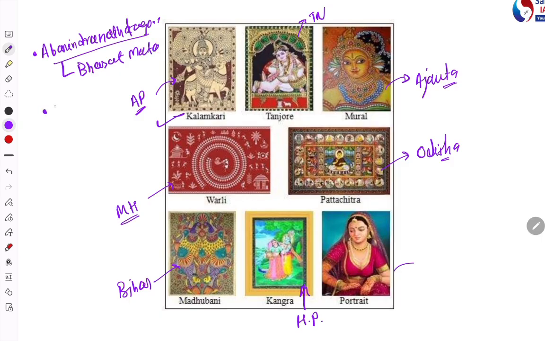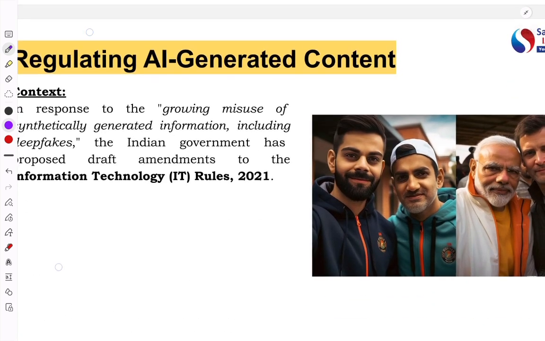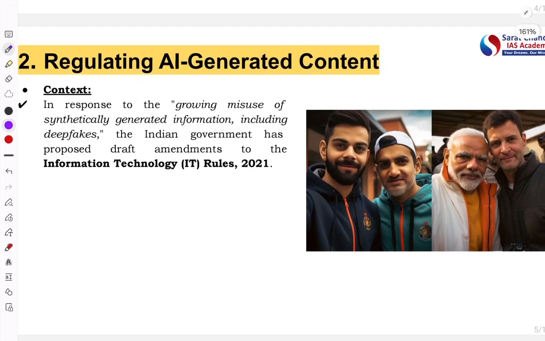Another significant personality is Raja Ravi Verma. So these are some significant personalities with respect to the painting, and these are the major paintings we have covered. Revise them. Let's go to the next article, which is related to the regulation of artificial intelligence generated content.